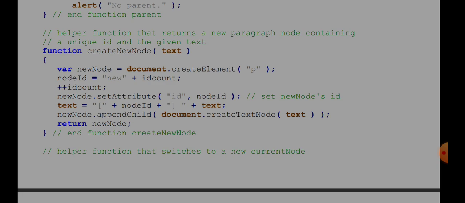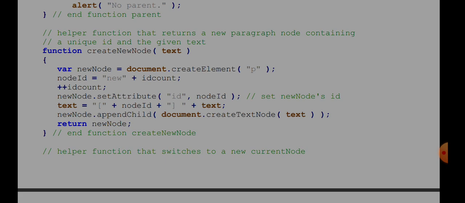In this code, for the sake of simplicity, we will be creating a paragraph element. Create element of P. Here we are creating a parent element for the sake of simplicity. Every time we will be creating a parent node. If you want to create a heading, you can do that.